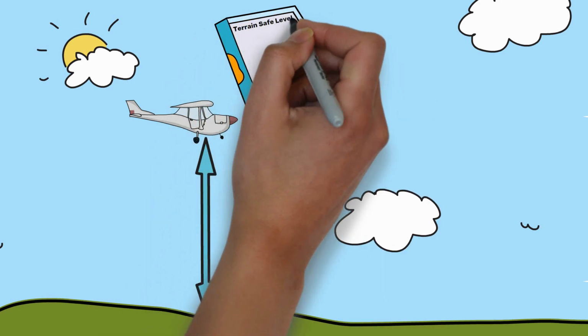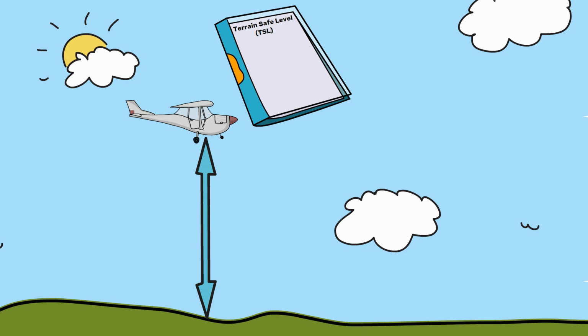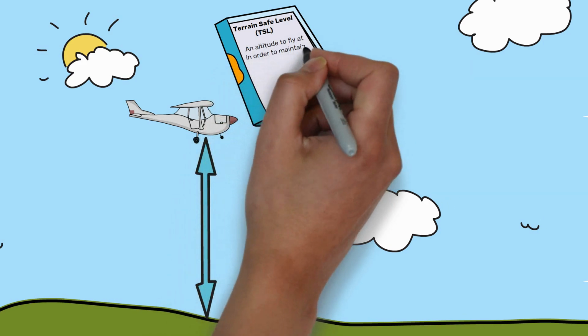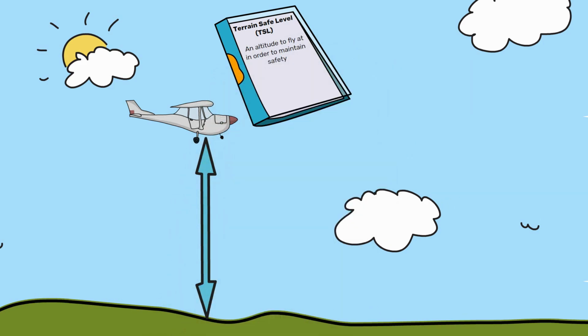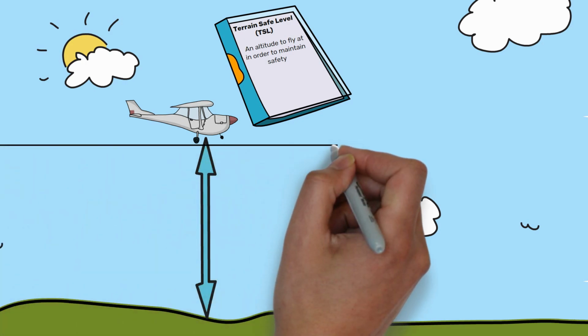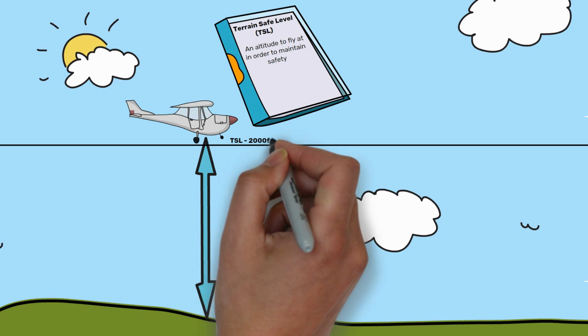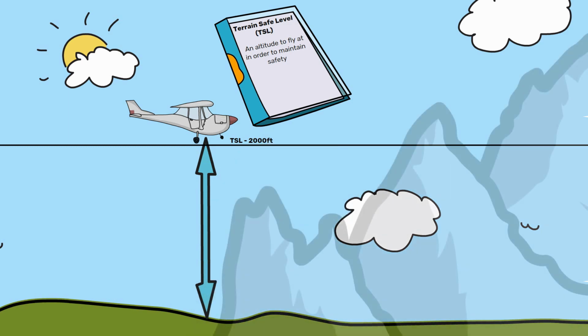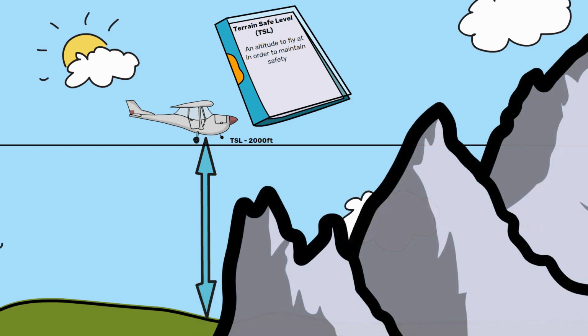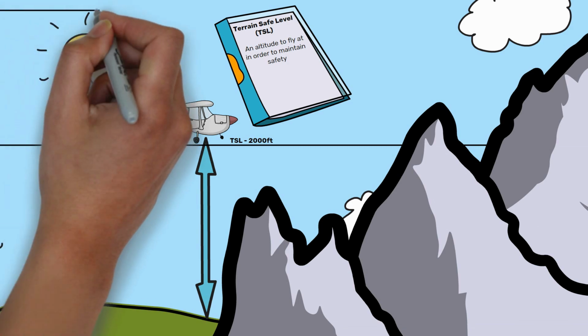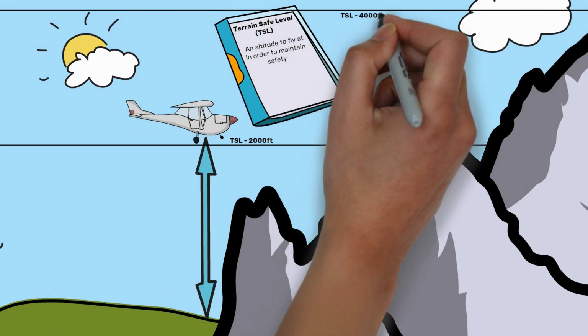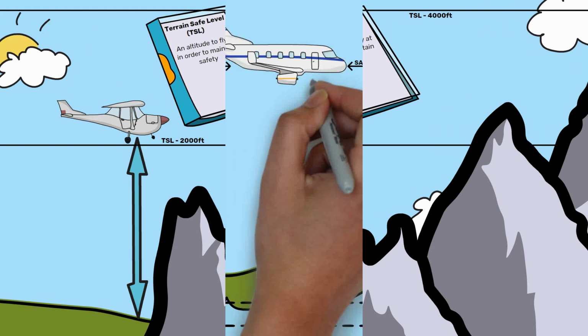QNH is used to ensure vertical safety against ground level, although this must be used alongside local documentation, which will provide you with the terrain safe level, or in other words, an altitude to fly at which will maintain your safety. For example, for an area of relatively flat ground, the terrain safe level might be 2,000 feet, but it wouldn't be safe to fly at 2,000 feet in a hilly or mountainous area. The terrain safe level might be 4,000 feet for this area.